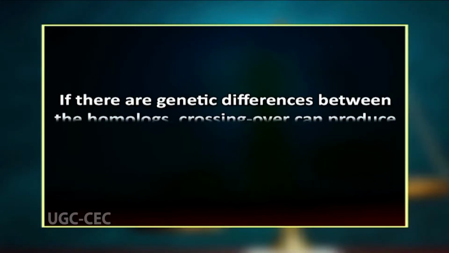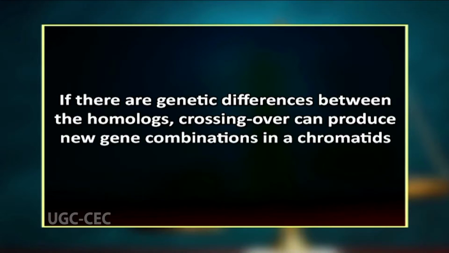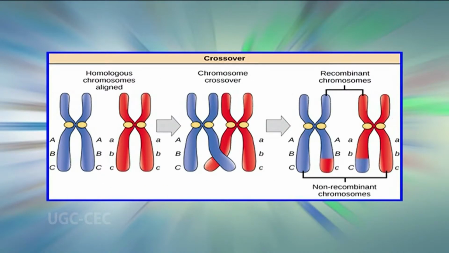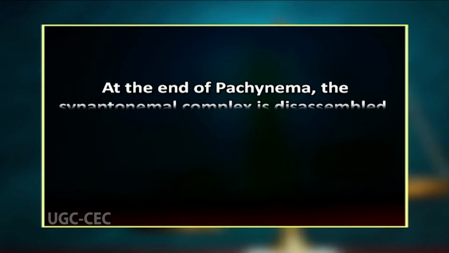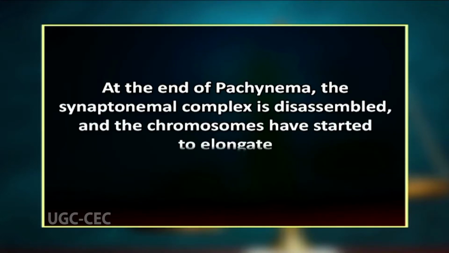The physical exchange that occurs in crossing over is facilitated by the alignment of the homologous chromosomes brought about by the synaptonemal complex. If there are genetic differences between the homologs, crossing over can produce new gene combinations in the chromatids. There is usually no loss or addition of genetic material to either chromosome, since crossing over involves reciprocal exchanges. A chromosome that emerges from meiosis with a combination of alleles that differs from the combination with which it started is called a recombinant chromosome. Therefore, crossing over is a mechanism that can give rise to genetic recombination. At the end of pachynema, the synaptonemal complex is disassembled and chromosomes have started to elongate.